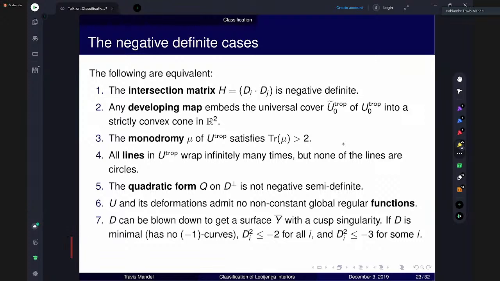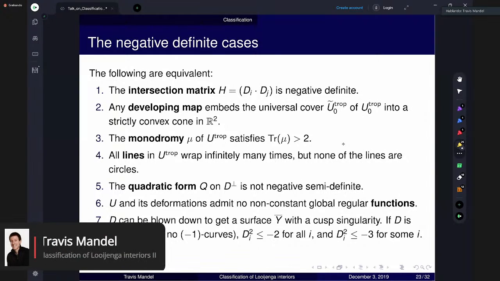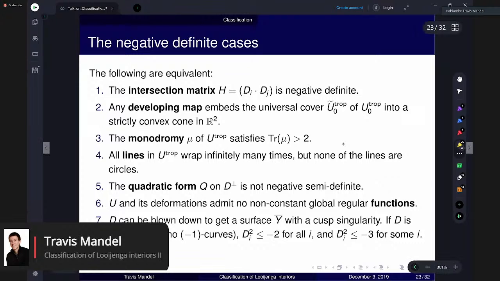So I'll start with the negative definite cases. Let's say the following are equivalent. First, by definition, we're looking at the cases where the intersection matrix is negative definite. In these cases, the developing map embeds the universal cover of U trop or U trop 0 into a strictly convex cone in R2.